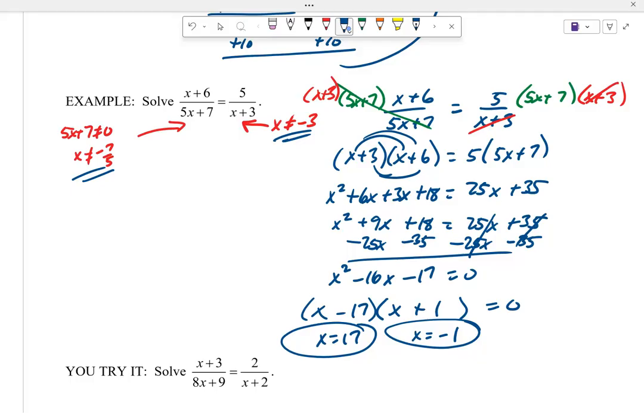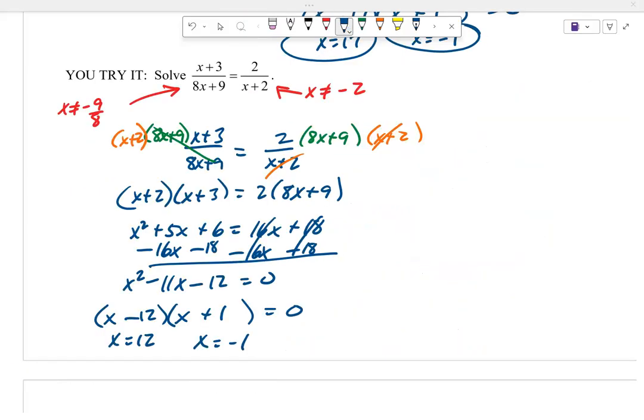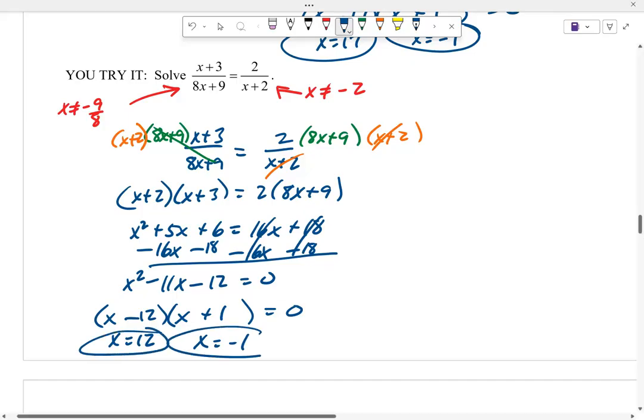Go ahead, pause the video, try that next one. Go ahead, check yourself on that problem. Should end up with 12 and negative 1. As long as you didn't have negative 9/8 or negative 2, it'll be fine. So both of those are solutions for that rational equation.